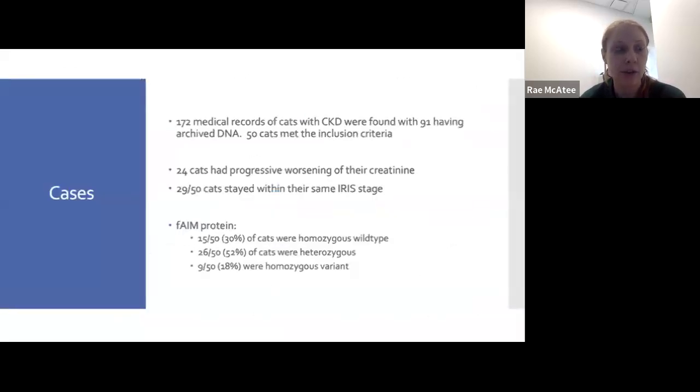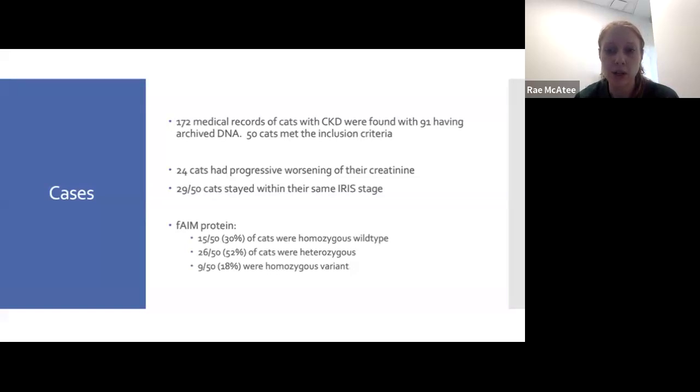And so for their cases, they had 172 medical records of cats with CKD that were found, with 91 having archived DNA, and 50 of those cats ended up meeting the inclusion criteria to be included in the study. They had overall 24 cats, so almost half, that had progressive worsening of their creatinine, and 29 out of 50 that stayed within their same IRIS staging.